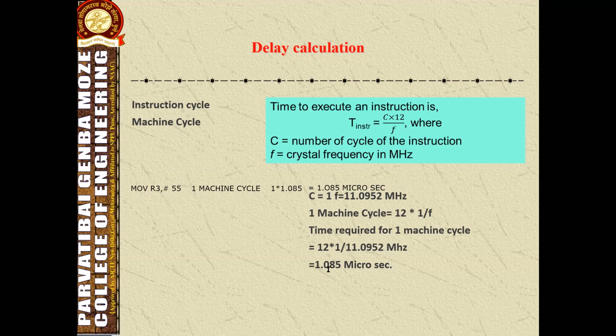How much time is required? 1.085 microsecond is required for executing the instruction, one machine cycle. So one machine cycle is nothing but 1 into 1.085. The same amount of time should be required for executing an instruction, for example, decrement R3. It will also take one machine cycle. This is a 1 byte instruction, so it will take one machine cycle. And same here.